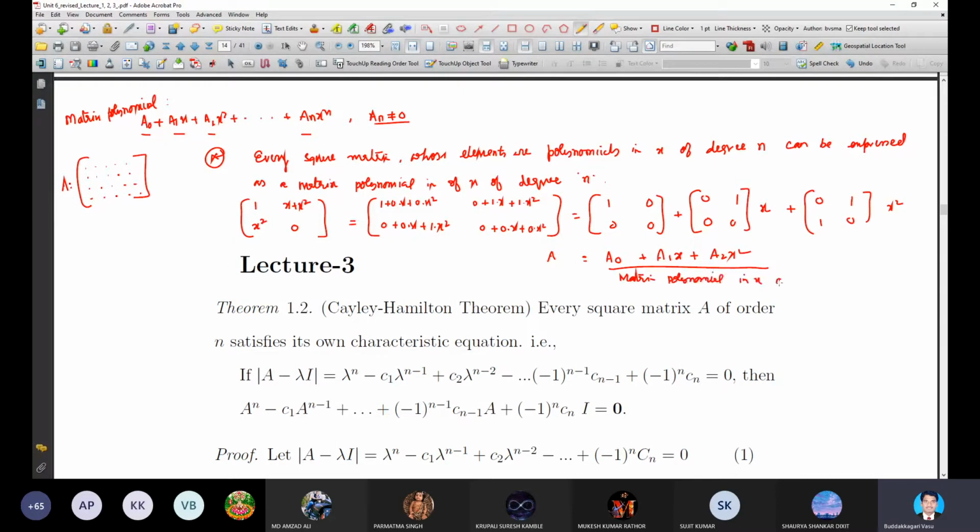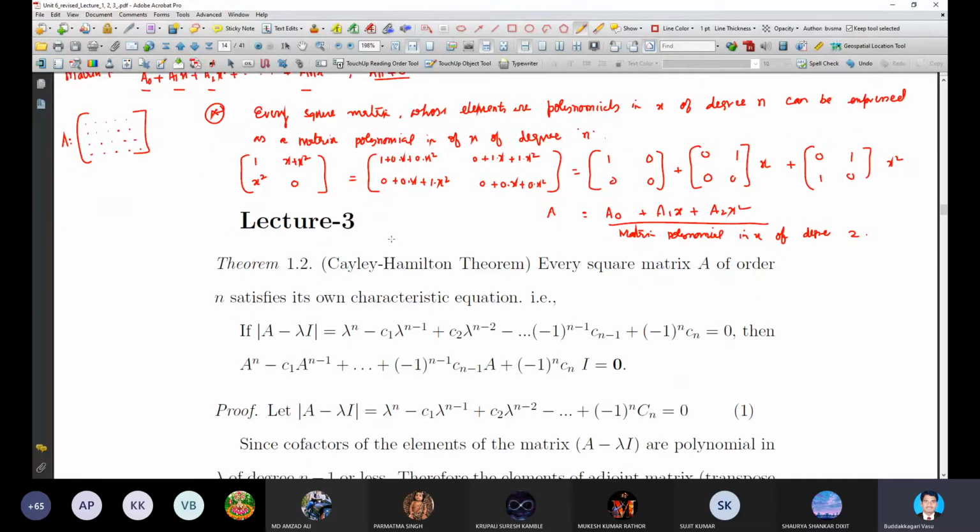Now let's see the Cayley-Hamilton theorem. It is very important. They will be asking you the question as state and prove the Cayley-Hamilton theorem. So you have to state the theorem and derive the theorem, prove the theorem.